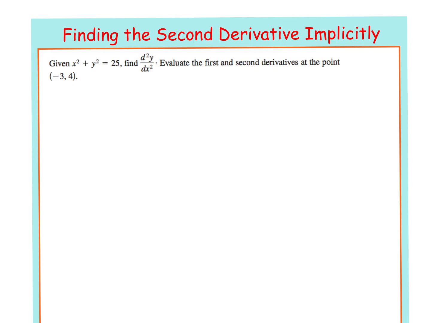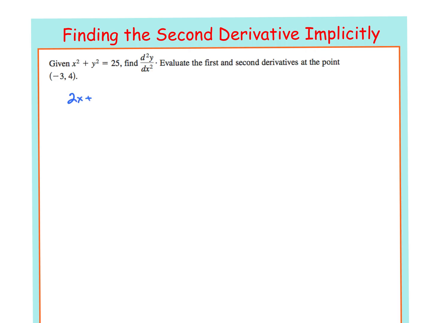All right, so this one, we are given our equation x squared plus y squared equals 25, and we're going to find the second derivative with respect to x. And we're going to evaluate the first and the second derivative at (-3, 4). So if I need to find the second derivative, first I need to find the what? The first derivative. So Gail, how do I take a derivative of this? What do we get?